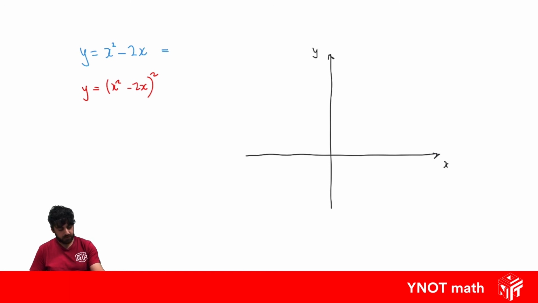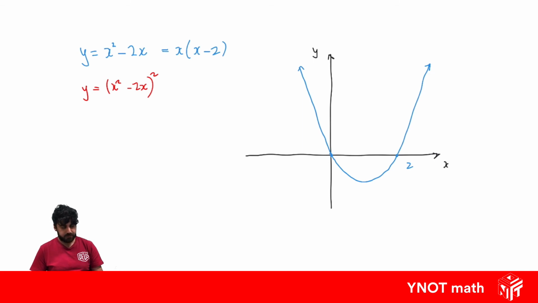So we know we can factorize this to get x outside of x minus 2, which is going to tell us our intercepts are at 0 and 2. And it's going to be concave up because x squared is positive. And now we want to graph this function squared. So we're going to note the 0 squared is also 0, so our curve must go through those 2 points.